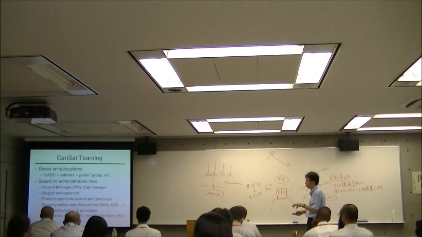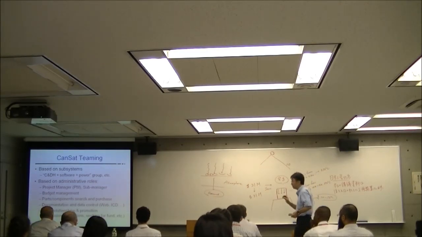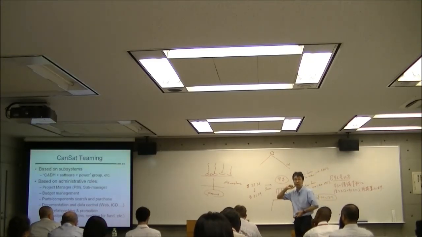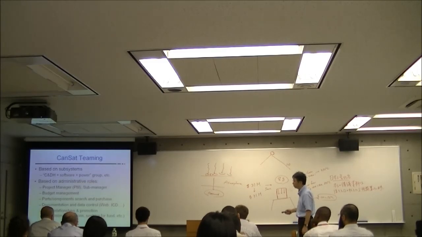The fourth one is documentation and data control. Okay? During CanSat or even satellite development, documentation is very important. So maybe the group, the whole group, you do something with a website, a wiki or something like that. And such information control is very important. And some person should be something like an information officer. He should do that. And the final one is outer relationships and promotion.